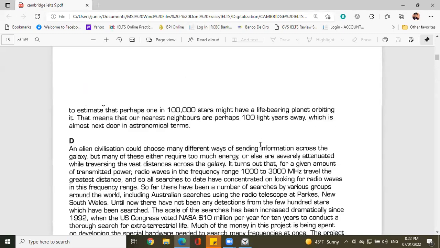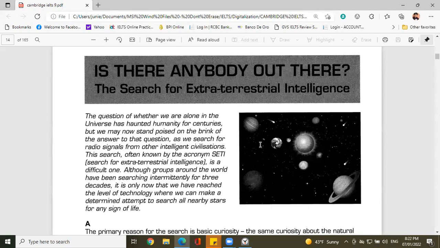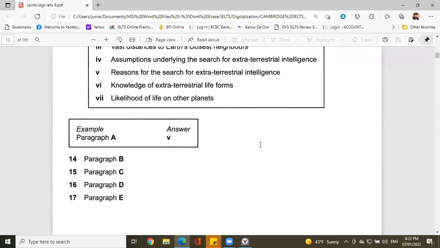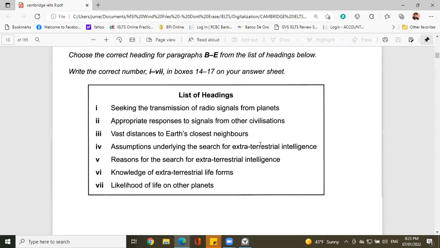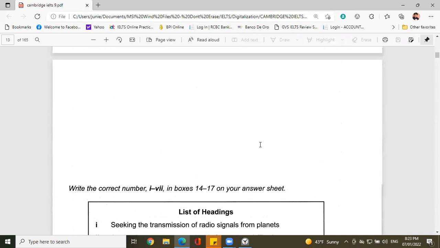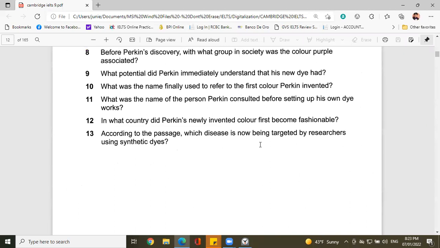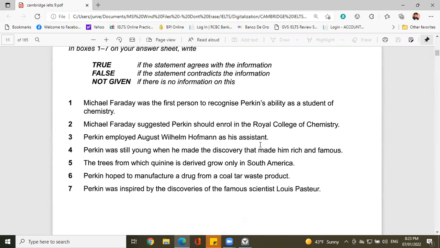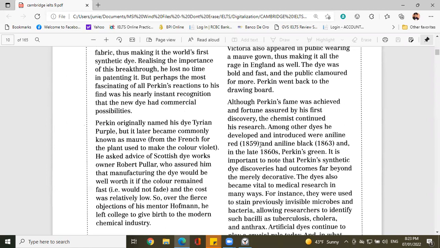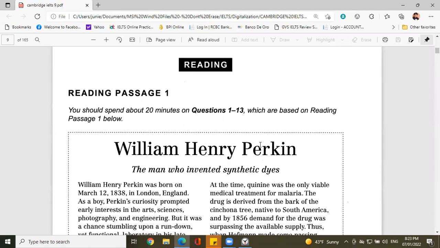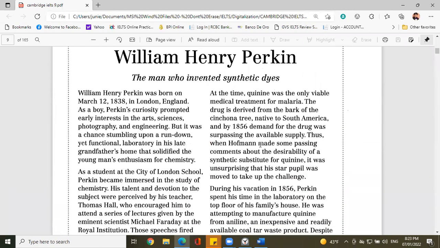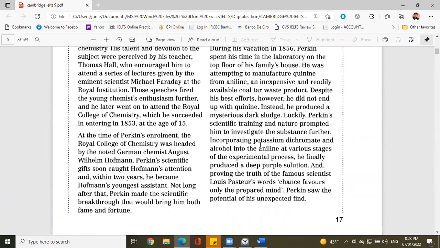Okay, so this is Cambridge 9 Test 1. The search for extraterrestrial intelligence. There are a list of headings. Reading passage 2. Okay. Then this is all about Perkins. Okay, so this is what I would normally do. So I will just scan.